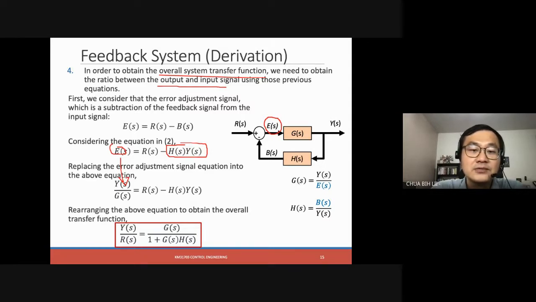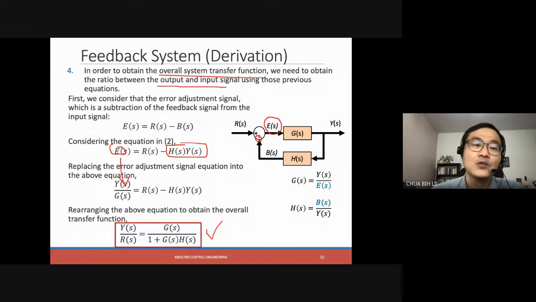Because we can rearrange here, right? So E moves here, this moves here, so it's Y over G. Replace this one with this. B again, B equals H multiplied by Y. Replace, rearrange. So finally we obtain this equation, which is G divided by 1 plus GH. If this is minus, and if this is positive, then this would become minus. This is how we derive the feedback system.